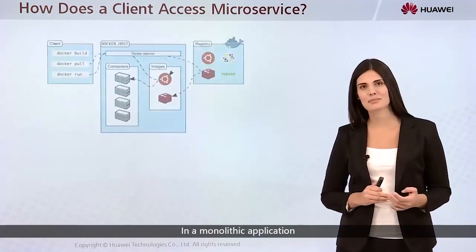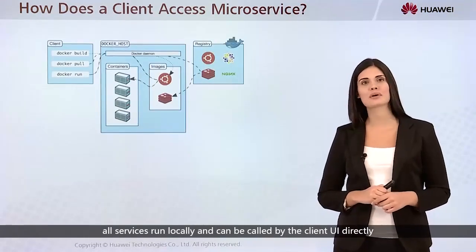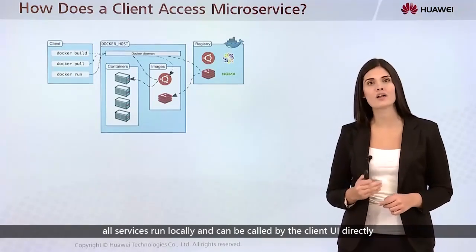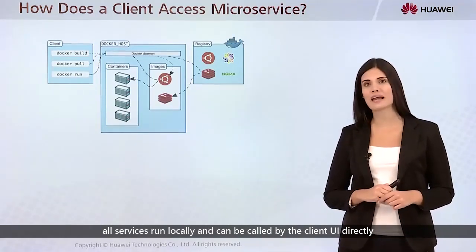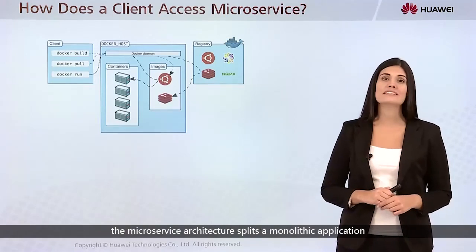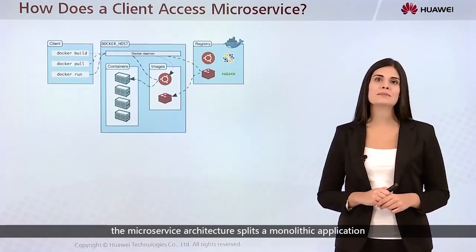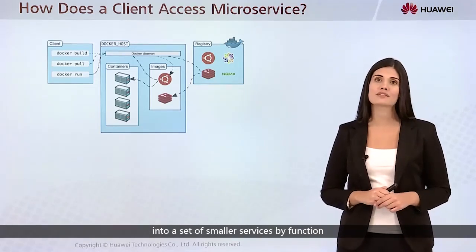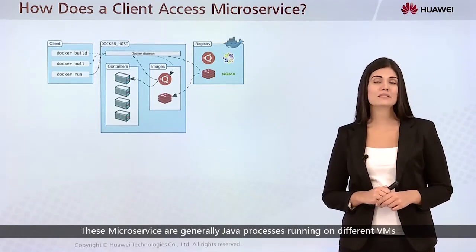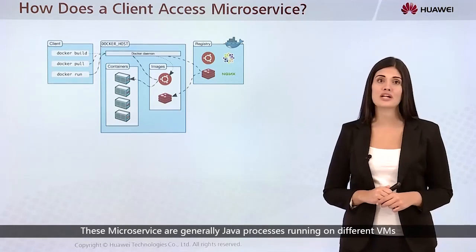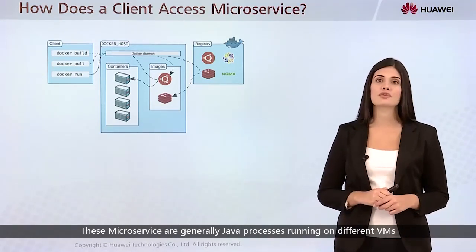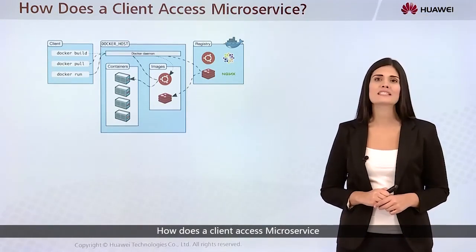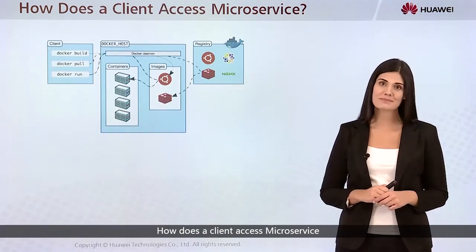In a monolithic application, all services run in one location and can be called by a client UI directly. In contrast, the microservice architecture splits a monolithic application into a set of smaller services by function. These microservices are generally Java processes running on different VMs. How does a client access microservices?